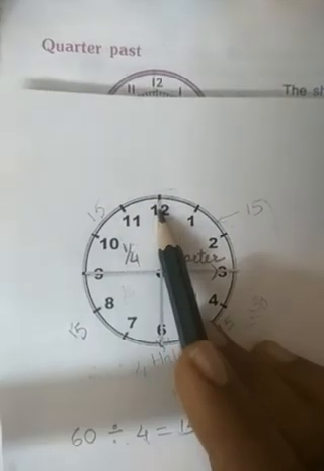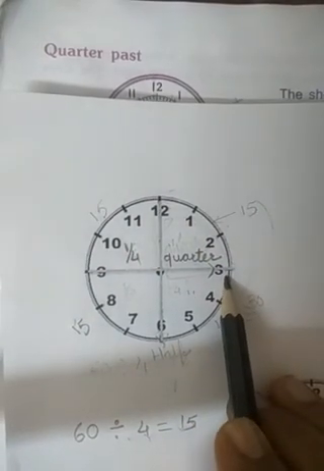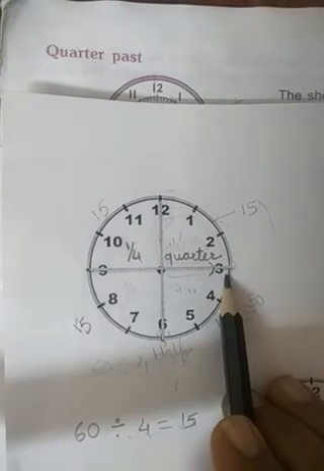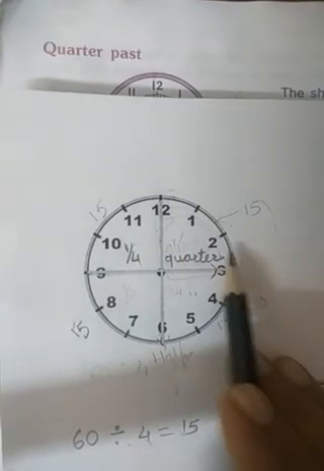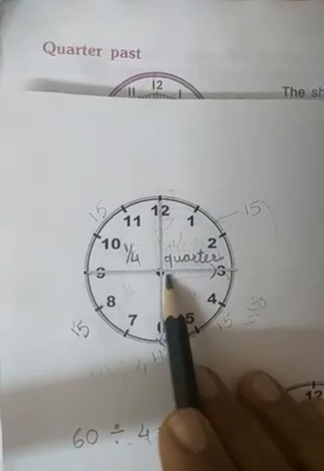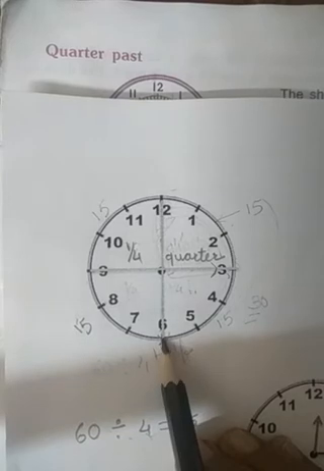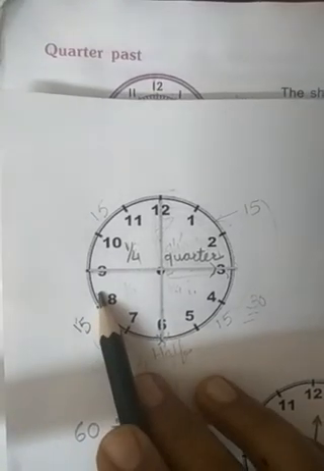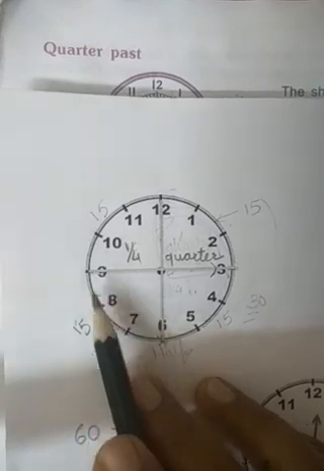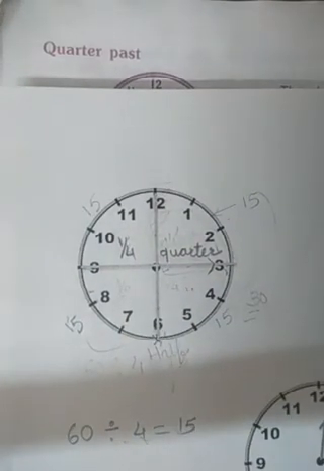Here, if the minute hand moves from here to 3's position, it completes one quarter. When the minute hand moves from 3 to 6, it completes another quarter. 6 to 9, third quarter, and 9 to 12, fourth quarter. Understood?